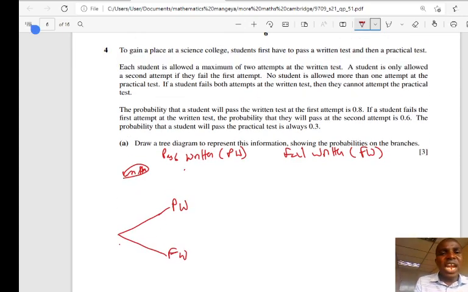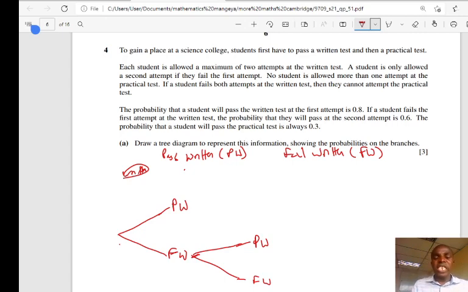Then a student is only allowed a second attempt if he failed the first attempt. So failing here, he can get another chance, this student, and this chance he can either pass this written or he can again fail the written, right? Then next, no student is allowed more than one attempt at the practical test. So practical is 1, only written 2 attempts. If a student fails both attempts at the written test, then they cannot attempt the practical test, right?